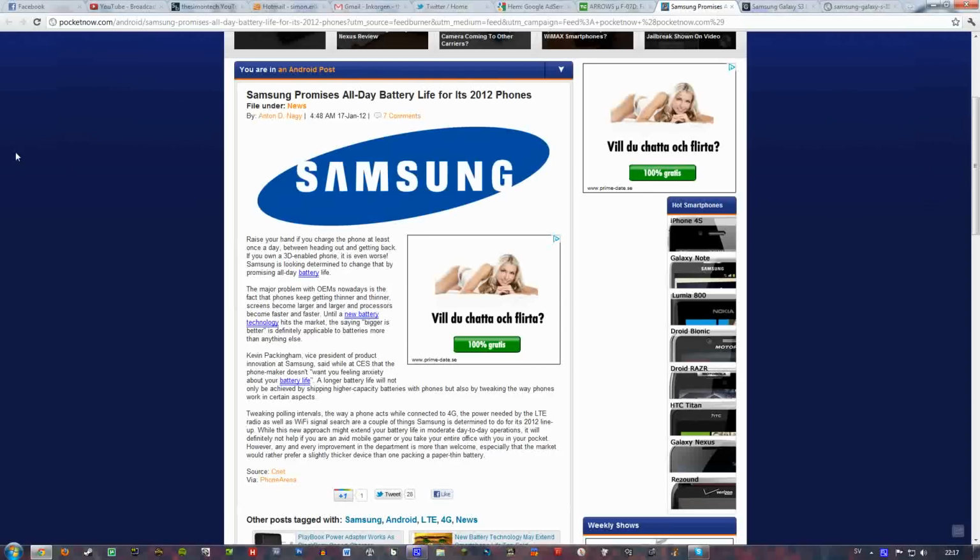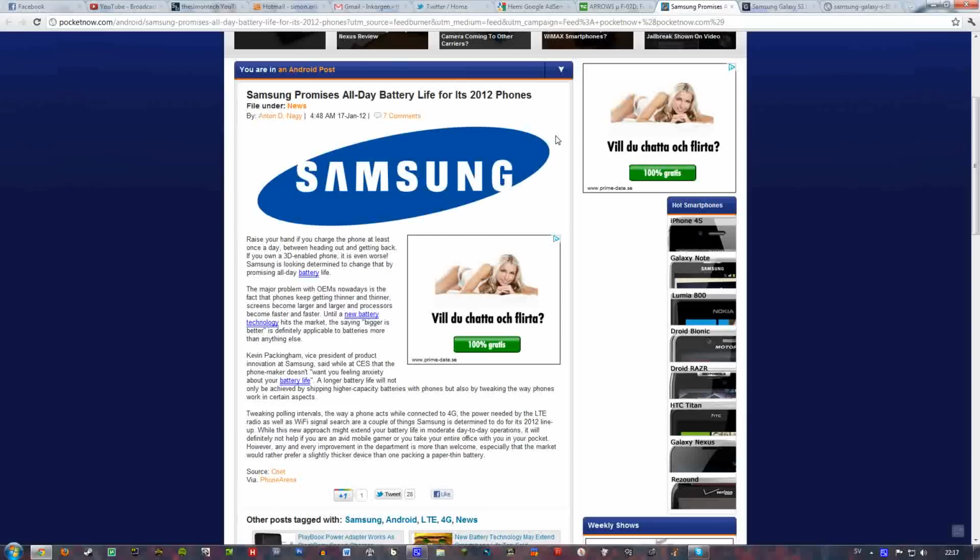Hello everyone, so I just saw this article here at Pocket Now, and it seems that Samsung is making promises. I think you know what this is about, and you can see it here. They are promising all day battery life, and for that to work they have to improve it pretty much.